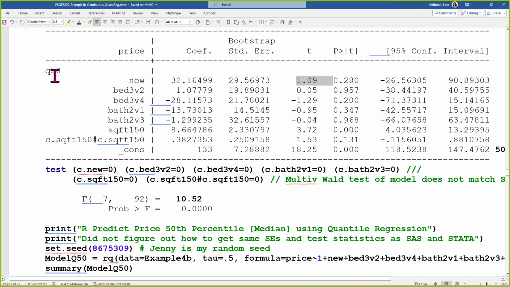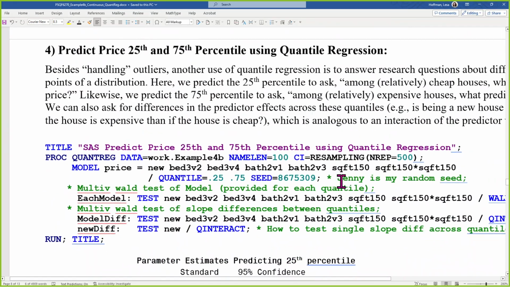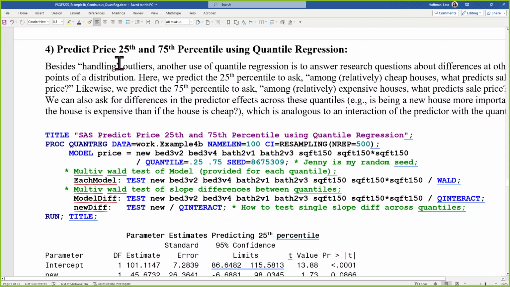So in predicting mid-price houses, new construction doesn't matter at all. Square footage does matter, but not the quadratic part, so it looks like mostly a linear effect would be fine. What about the other percentiles? 75th and 25th.